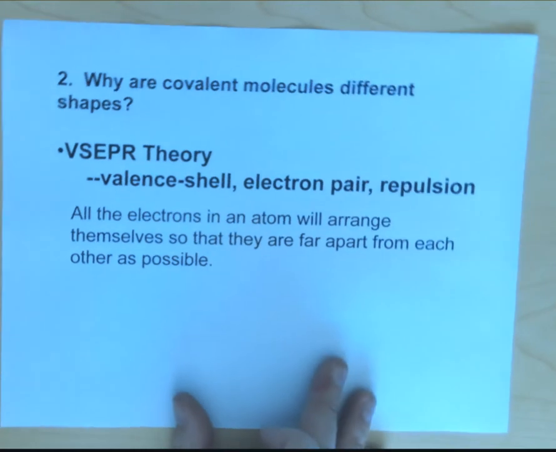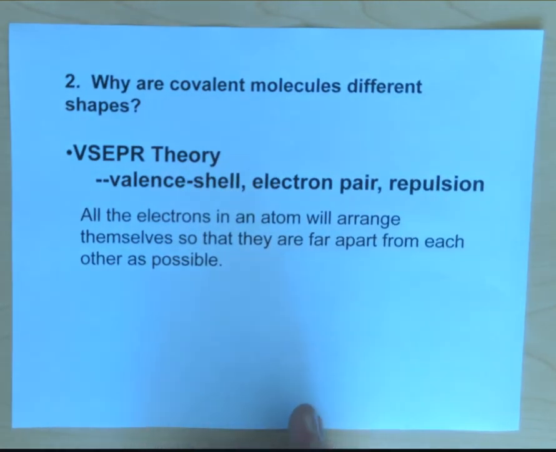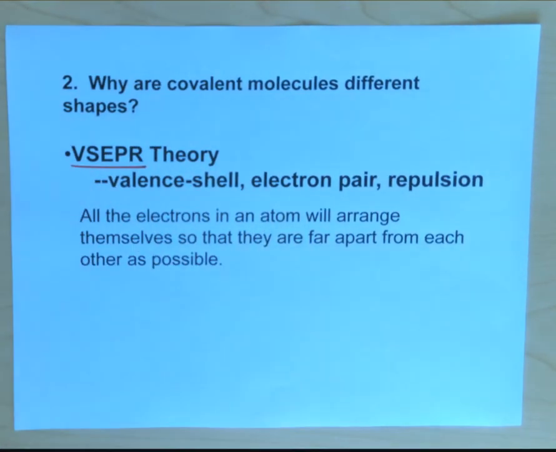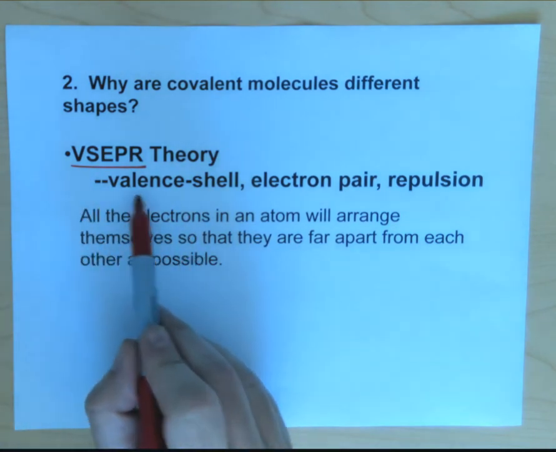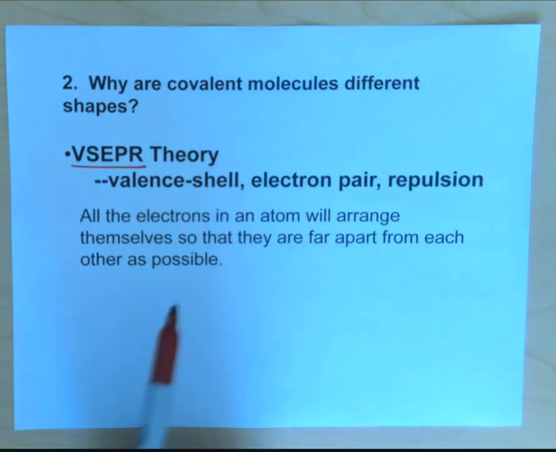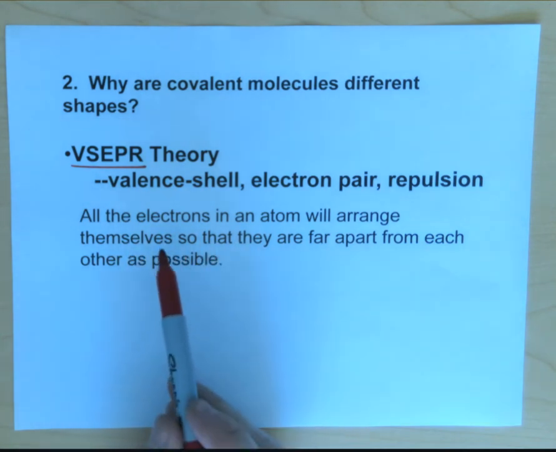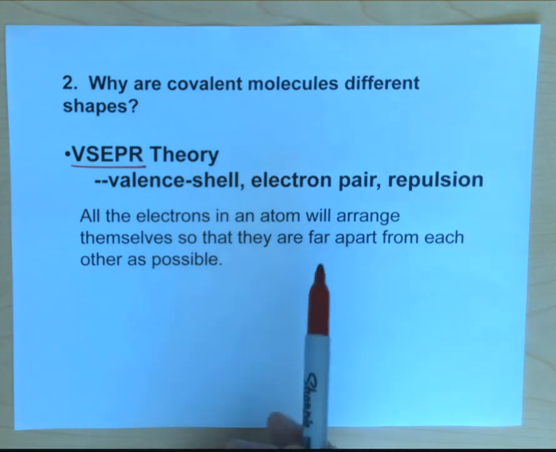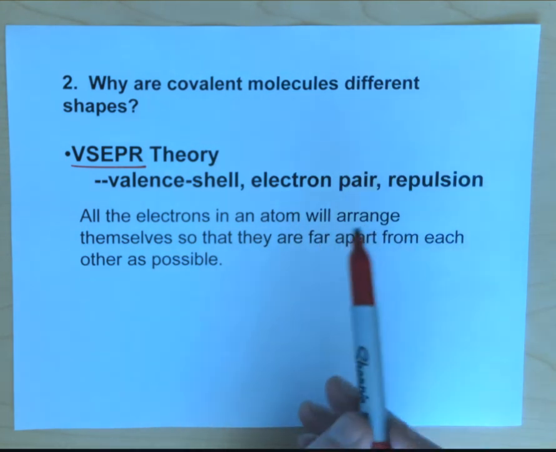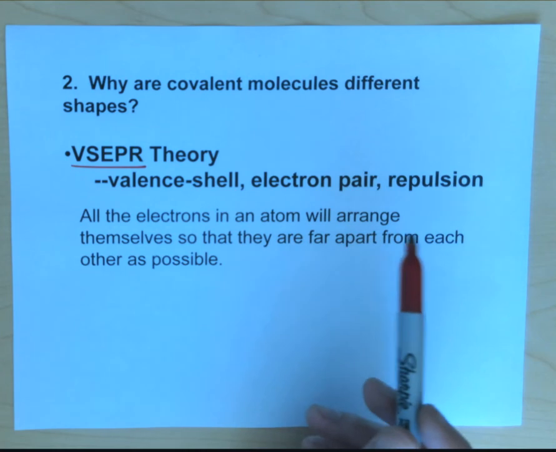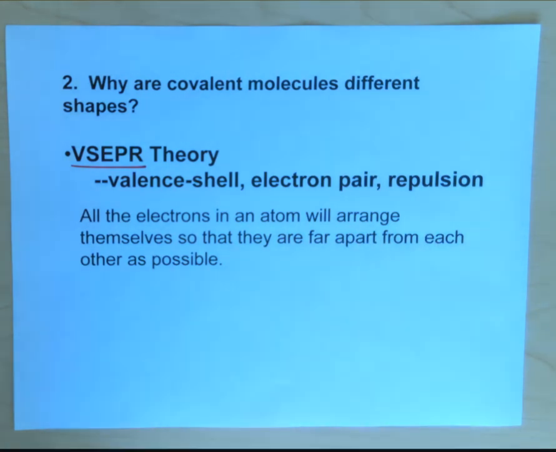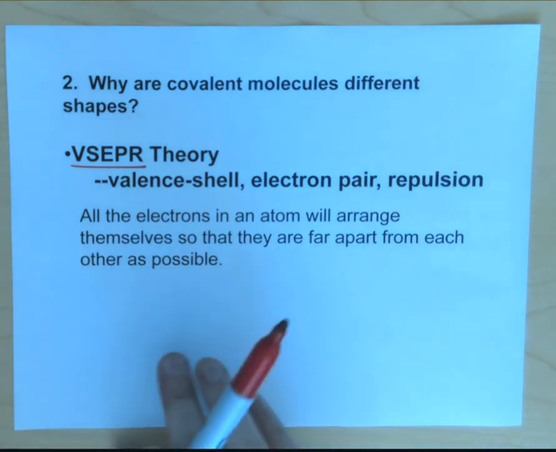Now, from the drawn structure, you can work out what the shape of the molecule is. We work out the shapes by something called VSEPR theory. VSEPR stands for valence shell electron pair repulsion. Essentially what this means is that all of the valence electrons in an atom will arrange themselves so that they are as far apart from each other as possible. Remember, electrons repel, so they're all going to move around that central atom in such a way that they're as far away from their neighbors as they possibly can be.